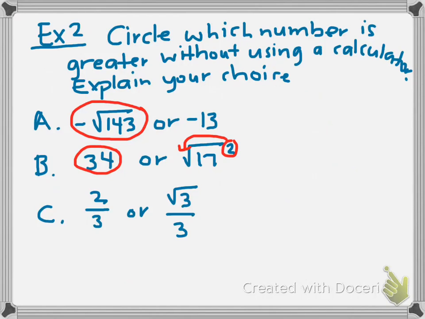Okay, on letter C, 2/3 or the square root of 3 over 3. Well, the square root of 3 is less than 2 because the square root of 4 is 2. So that means 2/3 is going to be bigger, because 2 is bigger than the square root of 3.